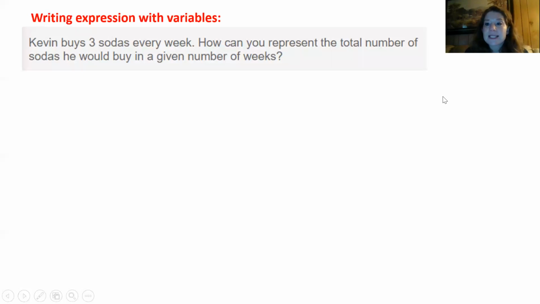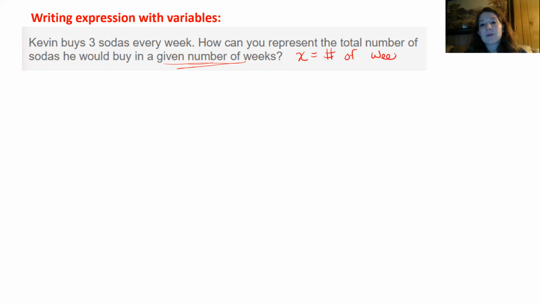All right, so let's write some expressions with variables. Now, equations have equal signs. Expressions do not have equal signs. So it says Kevin buys 3 sodas every week. How can you represent the total number of sodas he would buy in a given number of weeks? That means we don't know how many weeks. So let's let X equal the number of weeks.